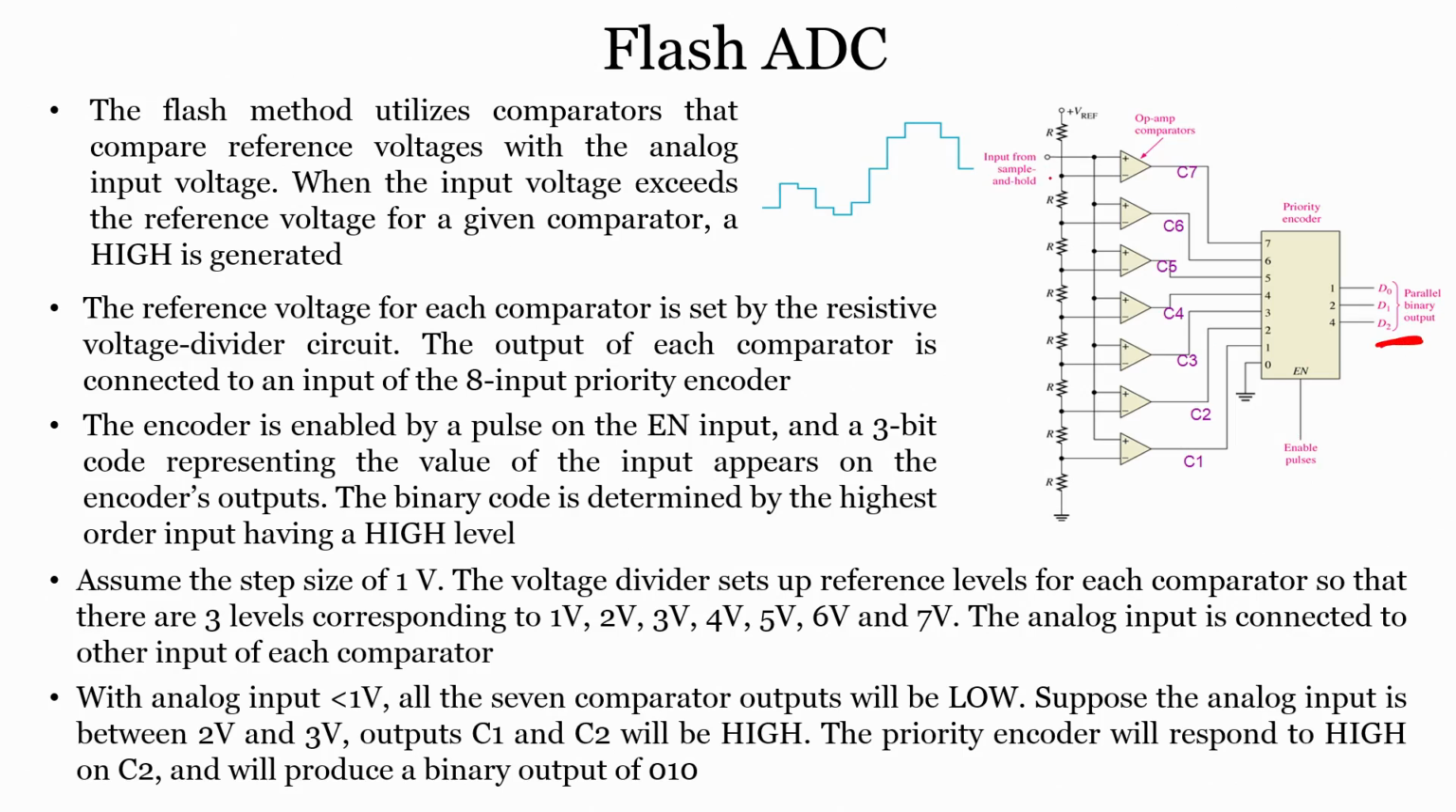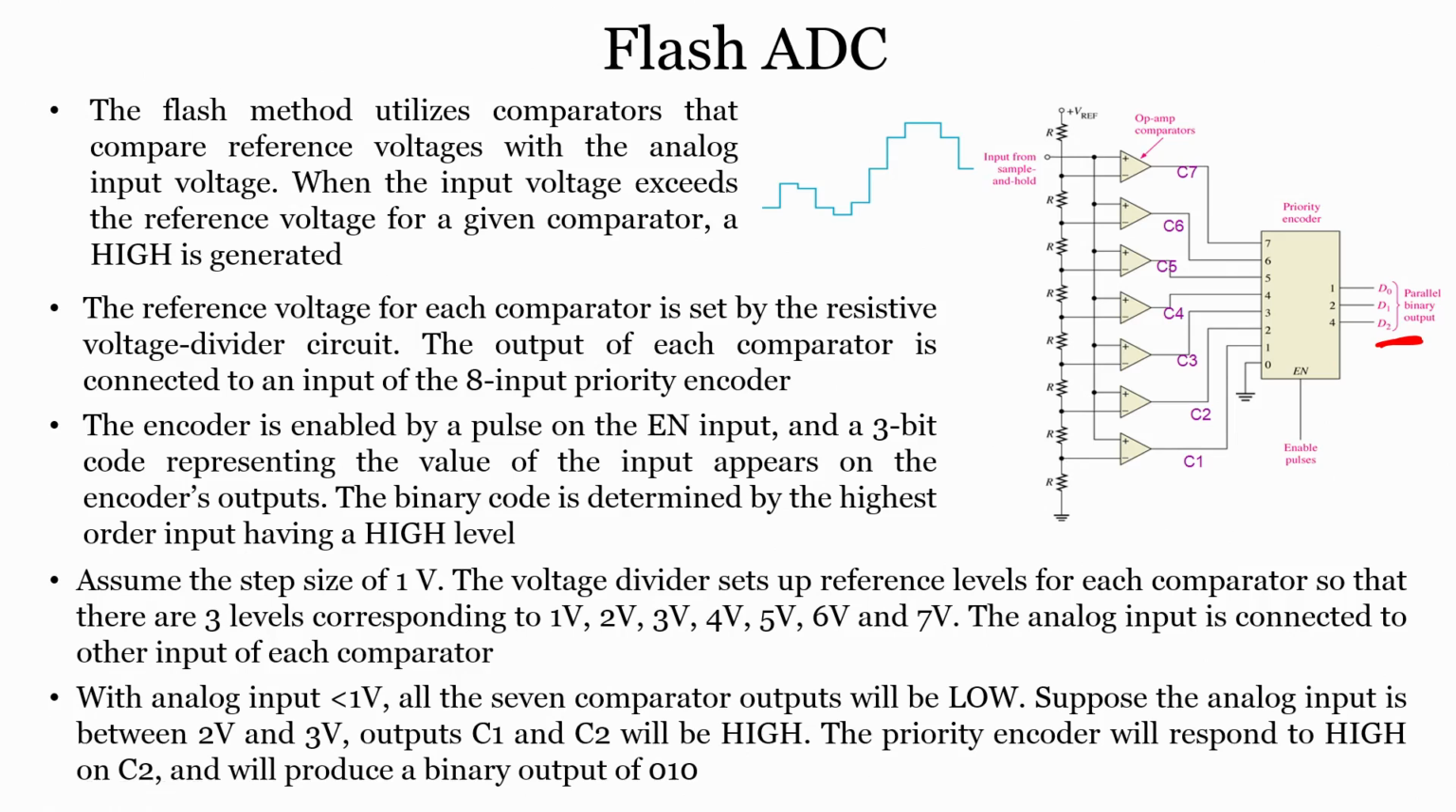Let us see here. The flash method utilizes comparators that compare reference voltages with the analog input voltage, like we discussed. When the input voltage exceeds the reference voltage for a given comparator, a high is generated, right. Because the input voltage is connected to the non-inverting terminal, a high or 1 will be generated. The reference voltage for each comparator is set by the resistive voltage divider circuit. You can see the reference voltage here. This is nothing but resistors R1 and R2 forming a voltage divider circuit. In the same way you keep on dividing the voltage down the chain, and that is how the reference voltages are set.